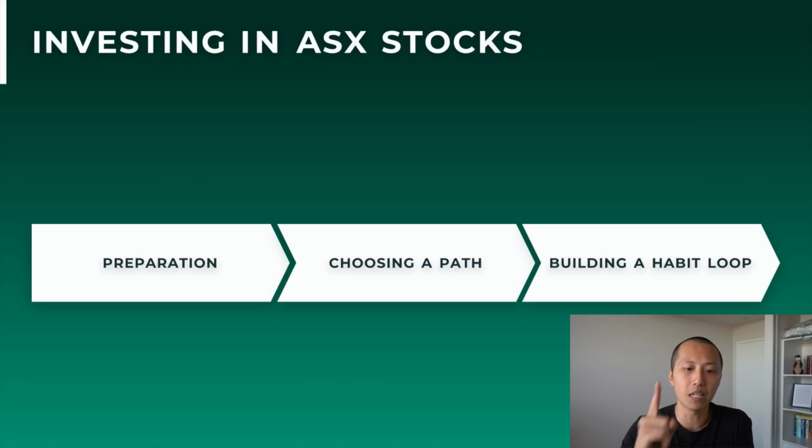Now, to make life really easy for you, I've summarized the process of investing in ASX stocks in 3 simple steps. The first step is preparation. Second is choosing a path. And third is building a habit loop so that you can keep investing. Don't worry, I'll explain all of them in detail in just a second.